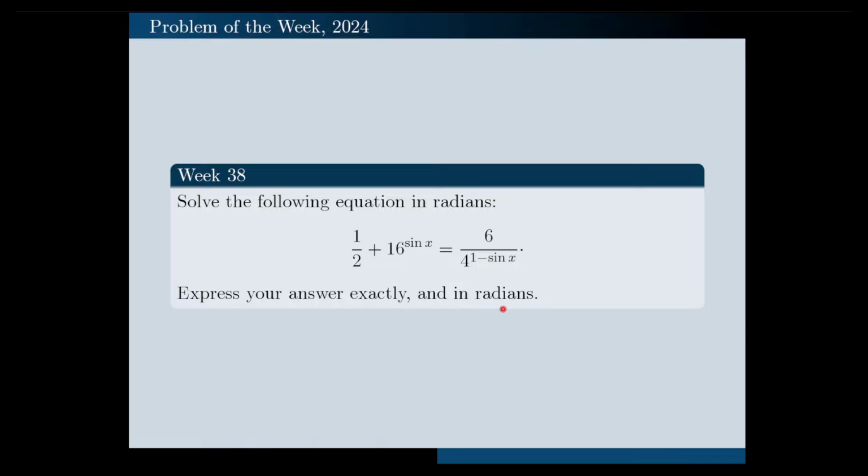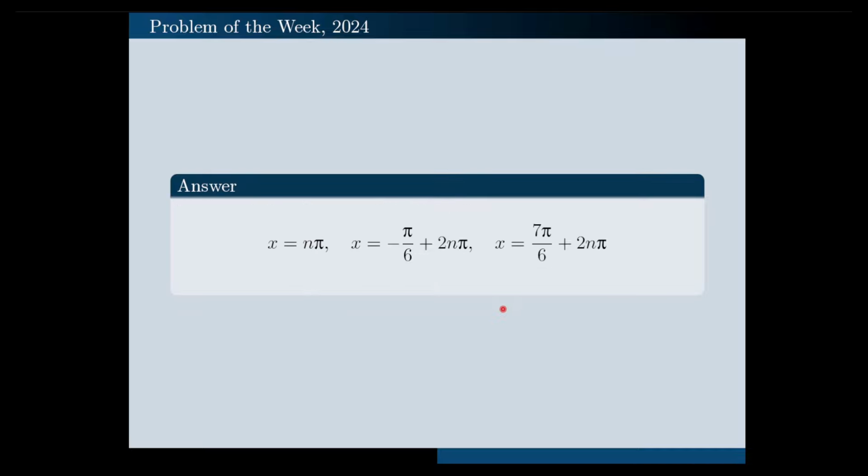It would be a good idea to pause the video at this point and try to solve the problem yourself first. If you do the problem correctly, one possible set of answers that you might get is as follows: x equals n pi, x equals minus pi over 6 plus 2n pi, and x equals 7 pi over 6 plus 2n pi. Of course, here n is an integer.